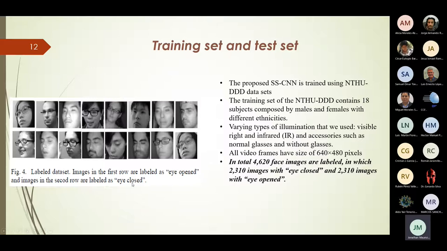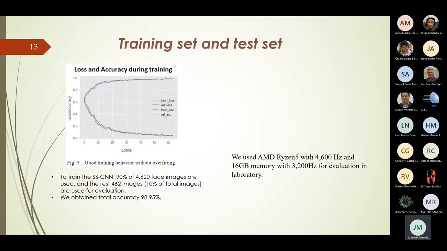I use 4,620 face images for training and testing of the convolutional neural network. In this part we can see the behavior the convolutional neural network has at the time of training. I use 90% of the face images for training and the rest for evaluation. And this part shows some characteristics of the PC I use for the tests.